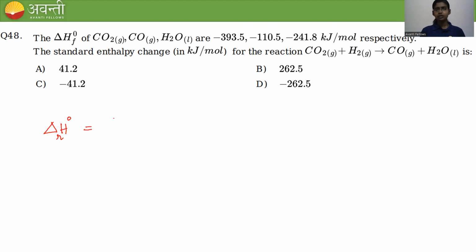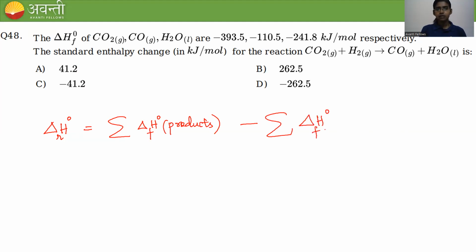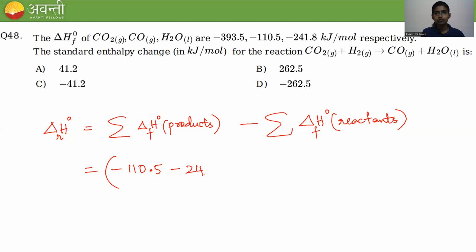It is equal to the summation of the standard enthalpy change of formation for the products minus the summation of standard enthalpy change of formation for the reactants. So who are the products? CO and H2O are the products. So what is the delta HF naught value for CO and H2O? It is minus 110.5 minus 241.8.